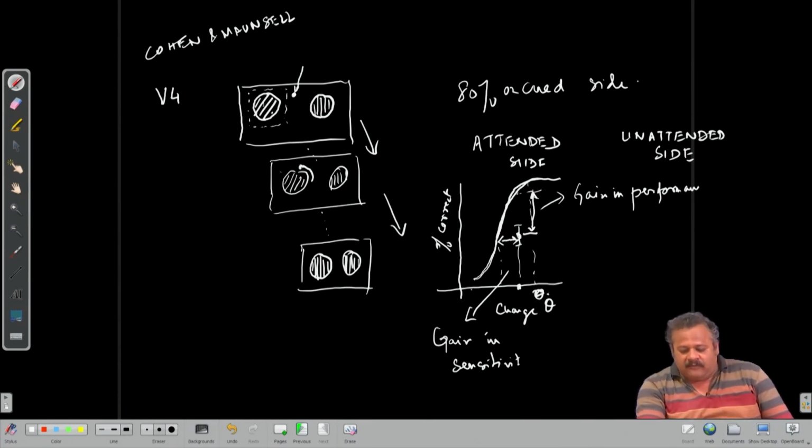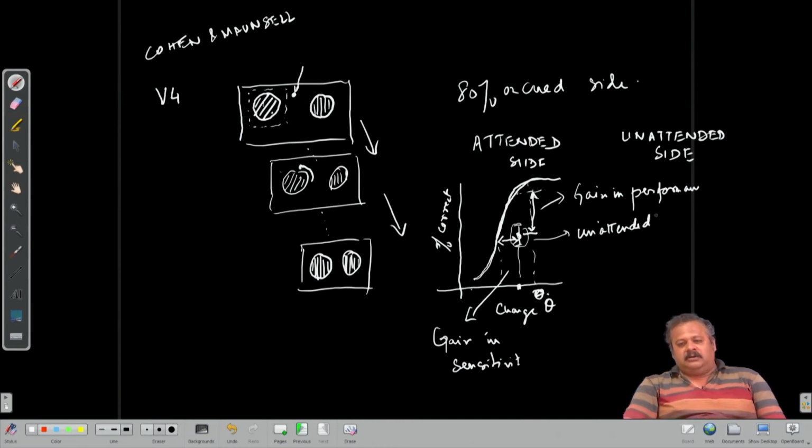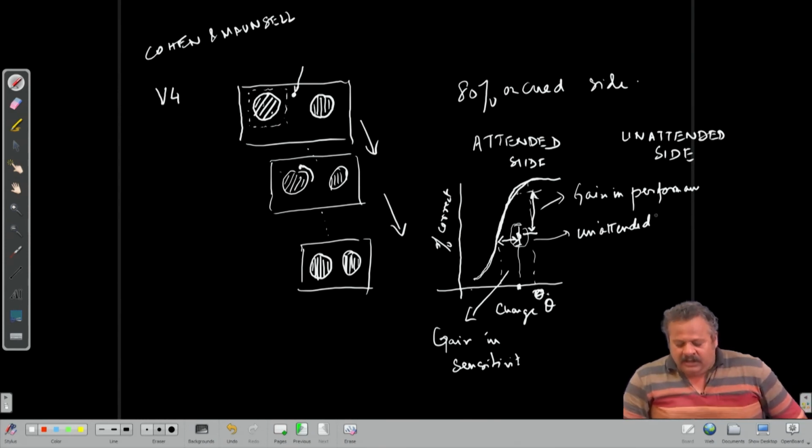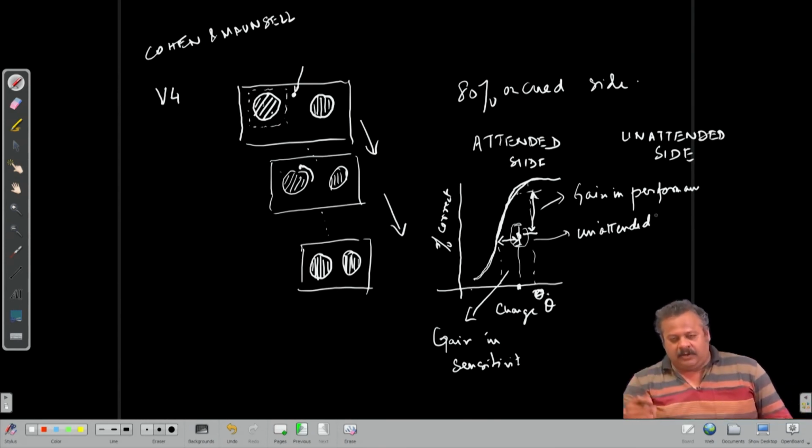So, this performance that is here is the unattended performance, that is, even without paying any clear attention to that particular object, you are still from your peripheral vision somehow detecting the change. Whereas on the other side, you are actually focusing your attention on the left hand side, and your performance is based on your whole working memory, continuously looking for a change on the left hand side.